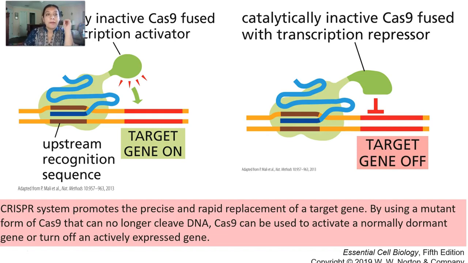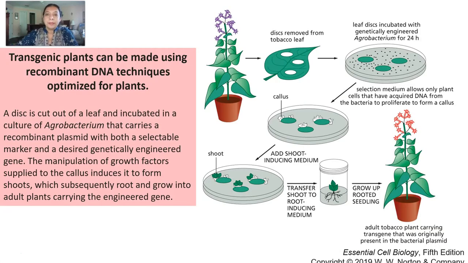Now, this promotes a very quick as well as precise conversion of that gene into the one that you normally look at. Cas9 can also be utilized, like I said, to activate a normally dormant gene or to turn off something that's always on, and then examine what effect it has at the end of the day. Now, a lot of those were looking at targeting gene expression in different animals, different organisms.